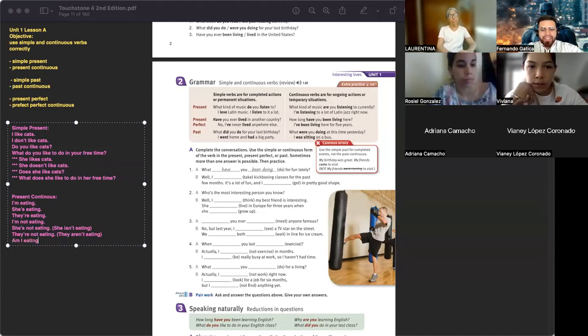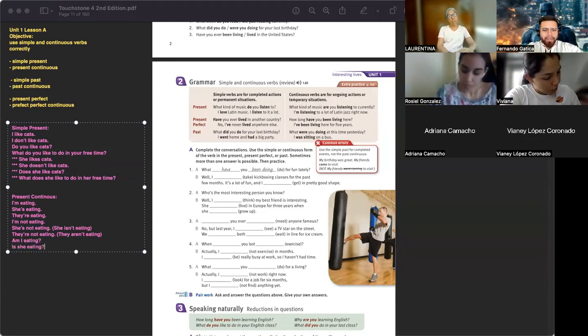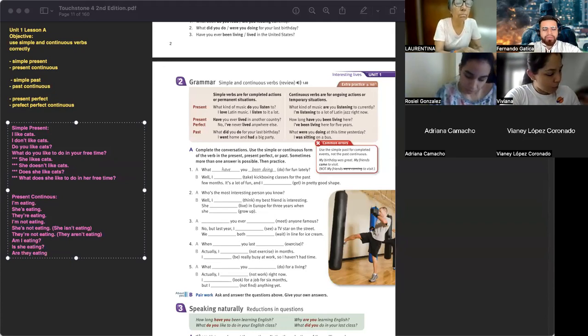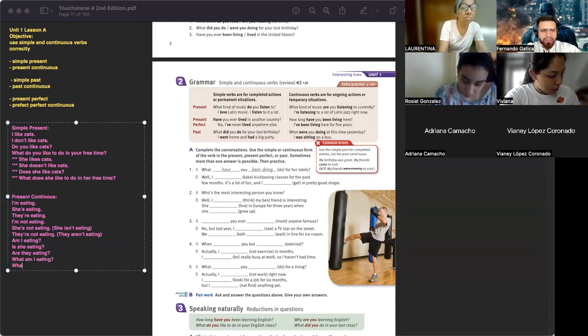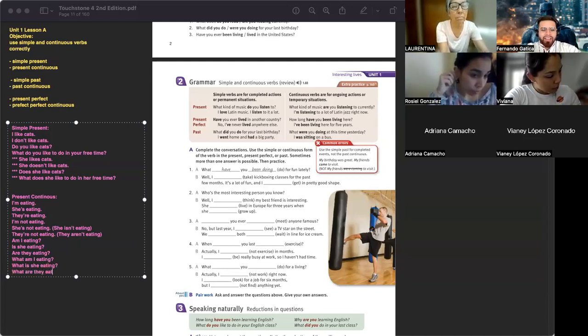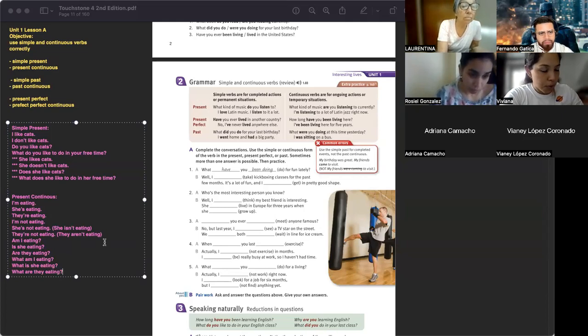Am I eating? Is she eating? Are they eating? What am I eating? ¿Qué estoy comiendo? What is she eating? And what are they eating? Again, in my opinion, the present is complicated because there are so many options. But if you know the verb be, you'll be okay. The only thing that changes is the verb be: is, are, am.